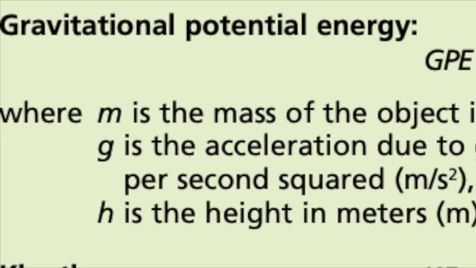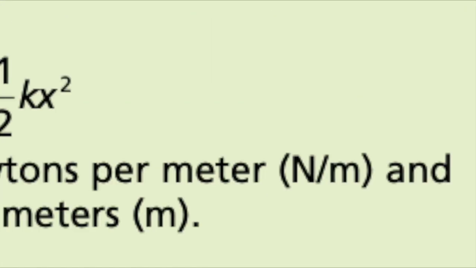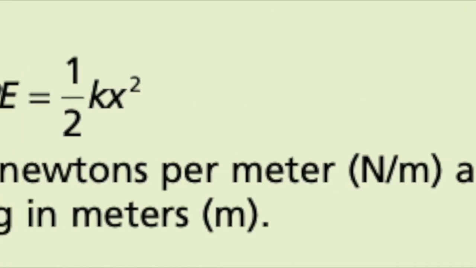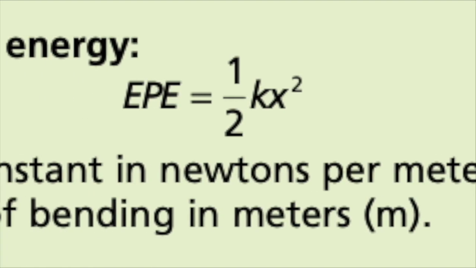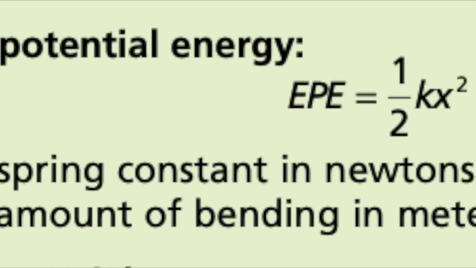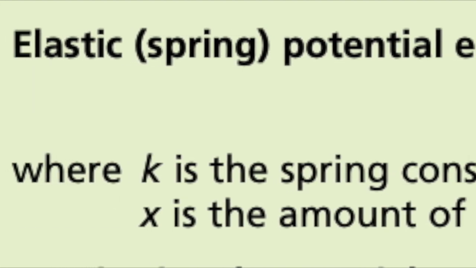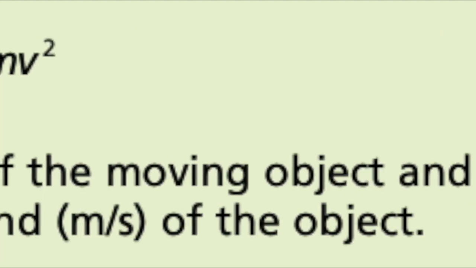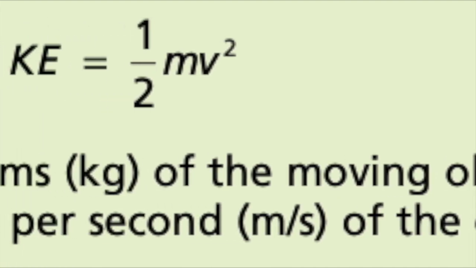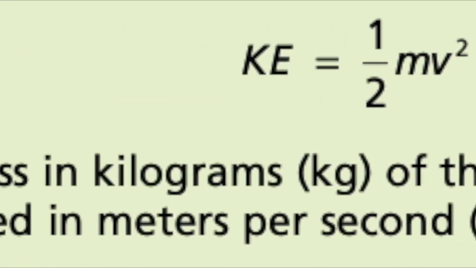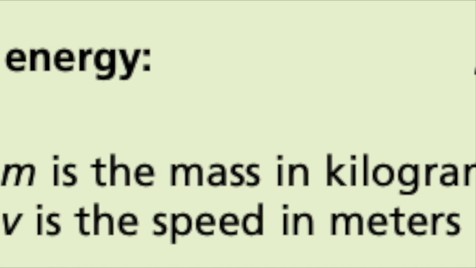There are different types of potential energy, which include gravitational potential energy and elastic potential energy. Get ready for all these formulas. GPE is calculated by multiplying mass, acceleration due to gravity, and the height. EPE is found through 1/2 kx squared, and last but not least, kinetic energy is 1/2 mv squared.